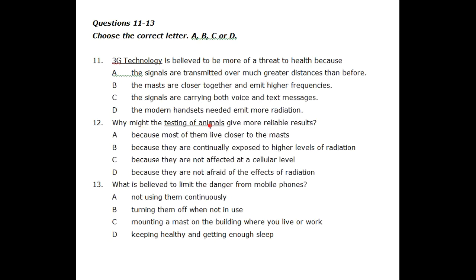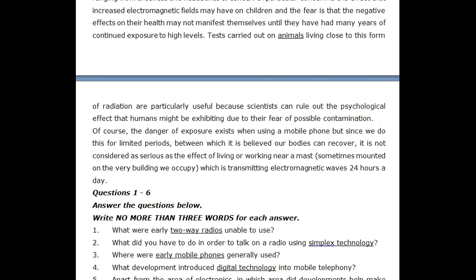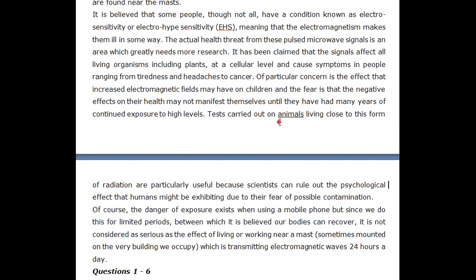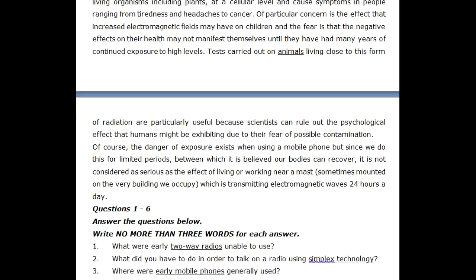He's saying, why might the testing of animals give more reliable results? Okay, what is more reliable? Let's read it. Tests carried out on animals living close to this form of radiation are particularly useful, so reliable, because scientists can rule out the psychological effect that humans might be exhibiting due to their fear of possible contamination. So it is the psychological factor. Animals don't have a psychological factor, so they are not affected by that. Human beings are affected by this. The result can be affected by this psychological status.